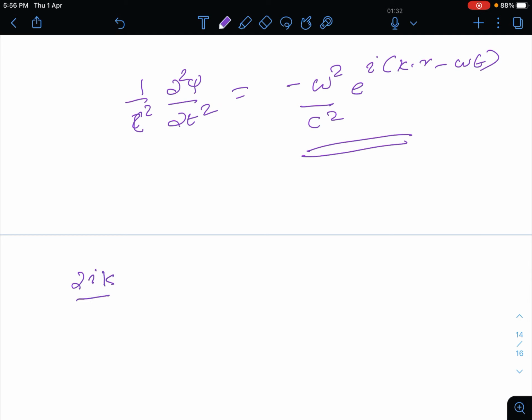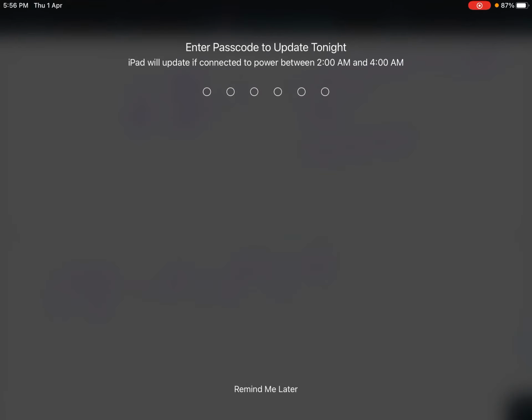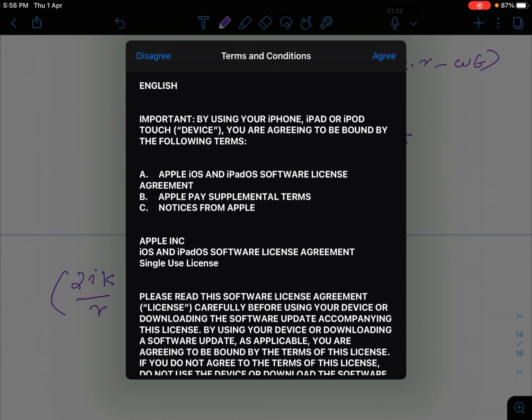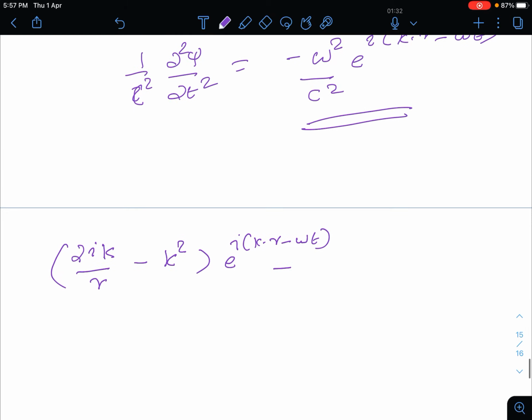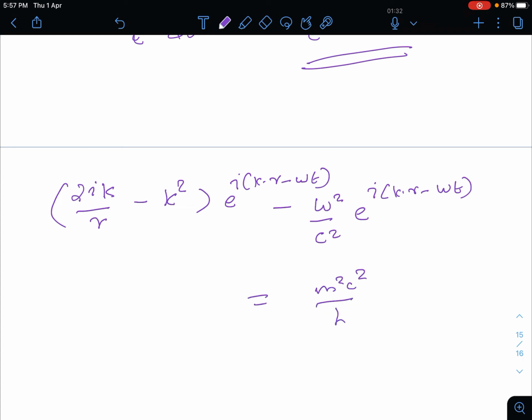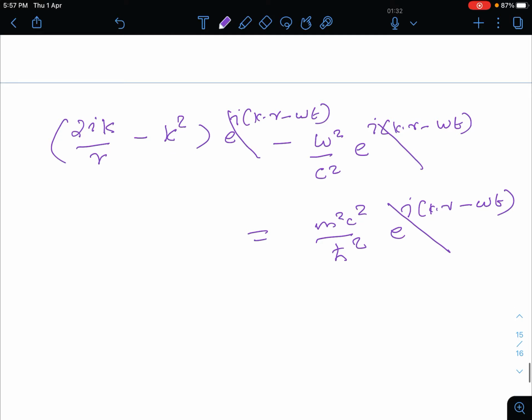2i k by r minus k square, okay, e raised to i k dot r minus omega t minus omega square by c square e raised to i k dot r minus omega t is equal to m square c square by h cross square e raised to i k dot r minus omega t. So everywhere you have this, the exponential terms can be cancelled.